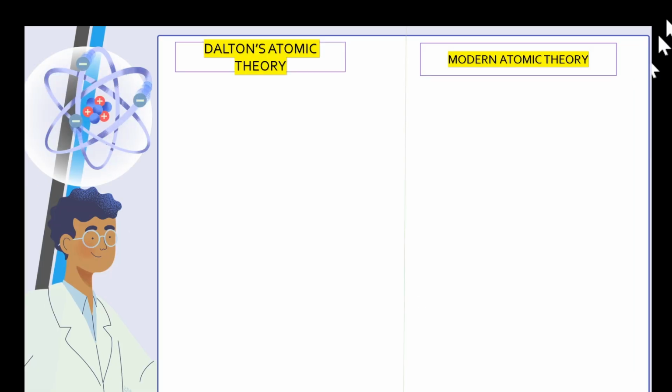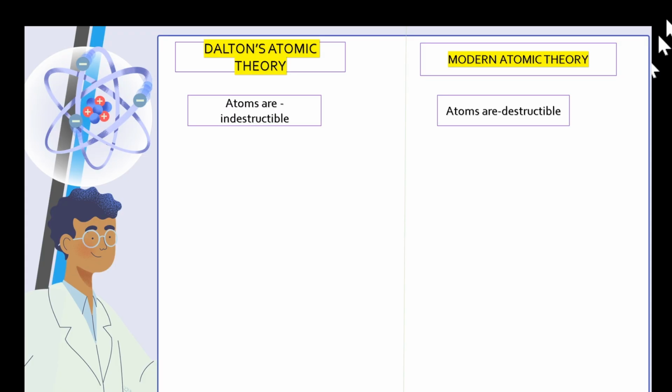Now there are certain contradictions of Dalton's atomic theory by the modern atomic theory. Now this is important for you to know, because at times in the examination it is asked how can you differentiate Dalton's theory with the modern atomic theory. So Dalton stated that atoms are indestructible, whereas modern theory states that atoms are destructible. It means they can be destroyed or they can be broken down.